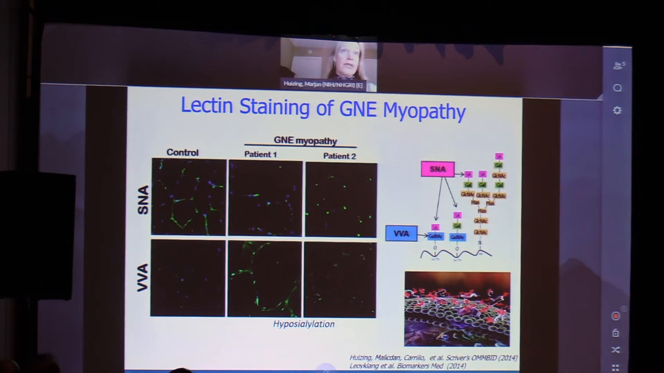Here you see a staining of this SNA lectin again, on the top left in a control, and also of another lectin called PNA that only binds if sialic acid is absent from these proteins. So you see in a control that PNA does not really have a signal, and SNA has a bright signal, as expected. In patients with GNE myopathy, the SNA signal in muscle cells is decreased, and the PNA signal is increased, indicating desialylation of muscle protein.